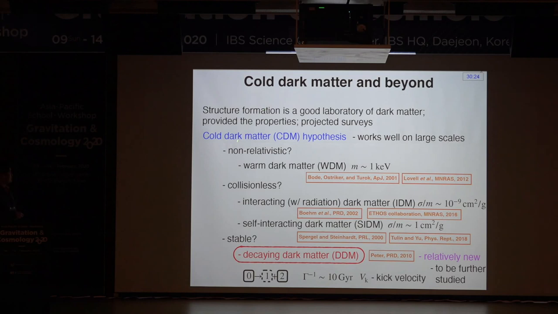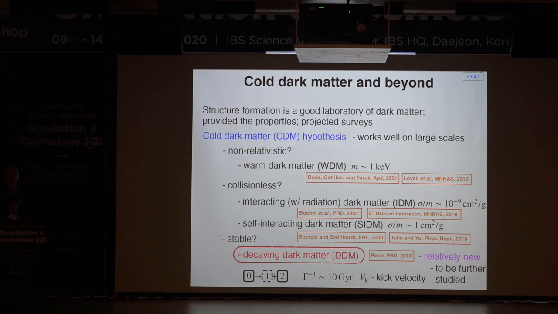And we can change the assumptions one by one. Maybe dark matter is not so non-relativistic, and then we talk about warm dark matter, with a mass of typically 1 keV. And we can talk about some dark matter interaction with radiation, say neutrinos or photons, with this size of interaction. Then we have some change in the small-scale structure formation around the galactic scale. We can also talk about dark matter self-interaction, the interaction between dark matter particles, with a cross section of about 1 cm^2/g. And then you also see some difference from cold dark matter at galaxy scales.